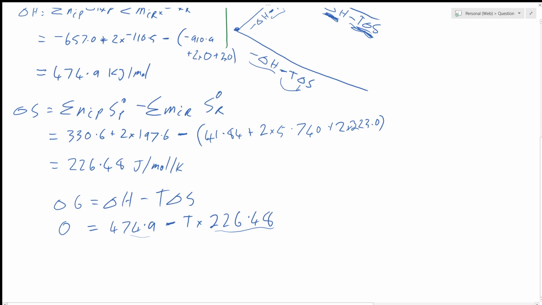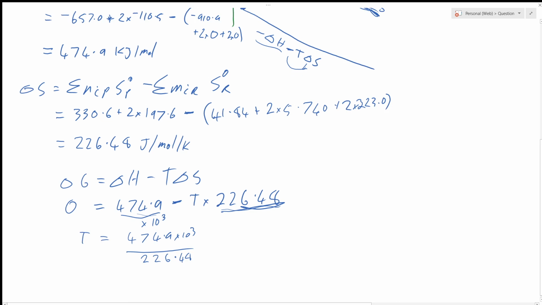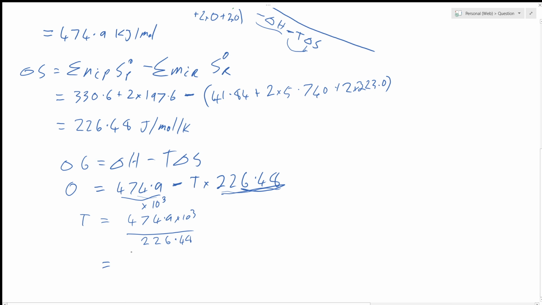So we've got to be careful here, because this value was in kilojoules and this value was in joules. So we need to multiply this by 10 to the 3 to make up for that. So now we can work out our temperature where it becomes spontaneous, which is going to be 474.9 times 10 to the 3 divided by 226.48. So our temperature where it becomes spontaneous is 2097 Kelvin.